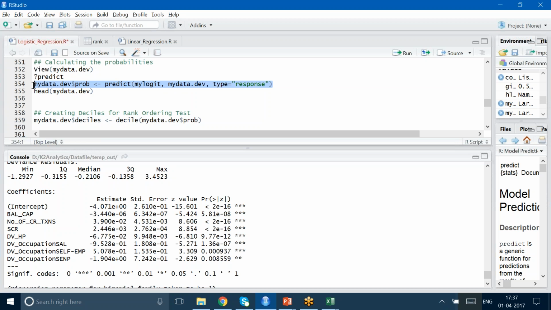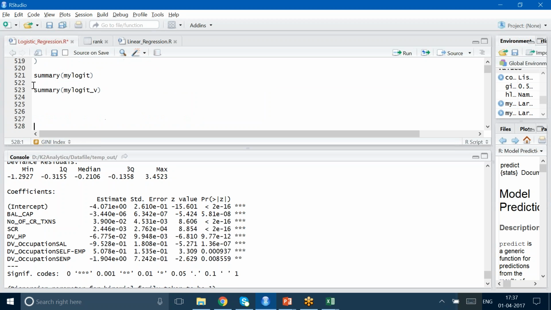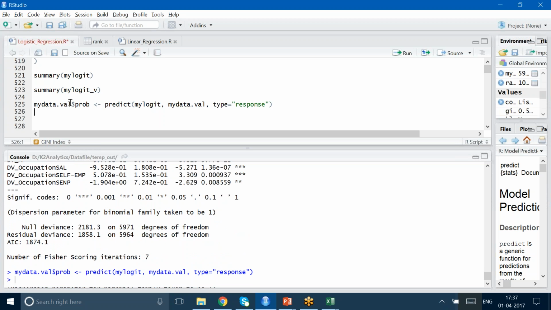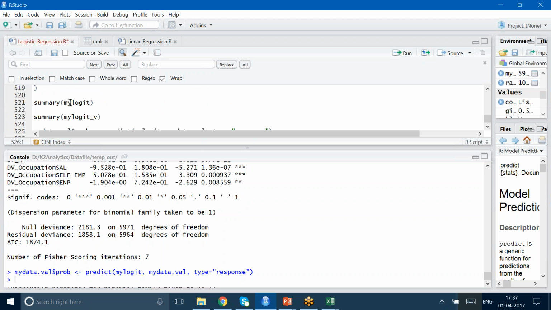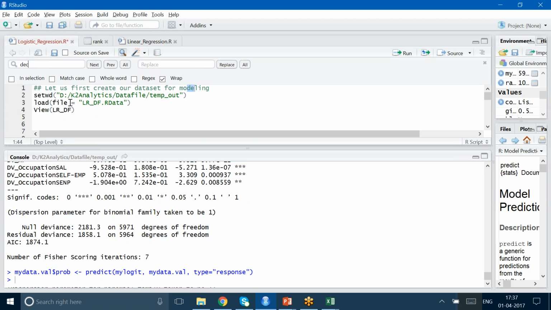This one, Ctrl+C, Fn Ctrl+N. Now I have to come here. This is the dev sample, already done. Now I have to do things on validation, using my logic, which is the development model. But which data am I now going to score? Val. I'm now scoring the val data. Probability computed. I have to now do rank ordering, so I have to find the rank ordering code. So let me find decile.